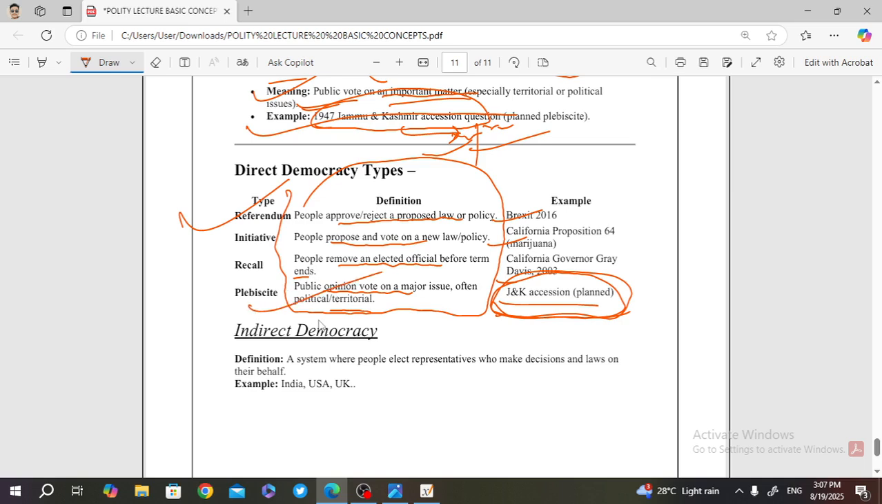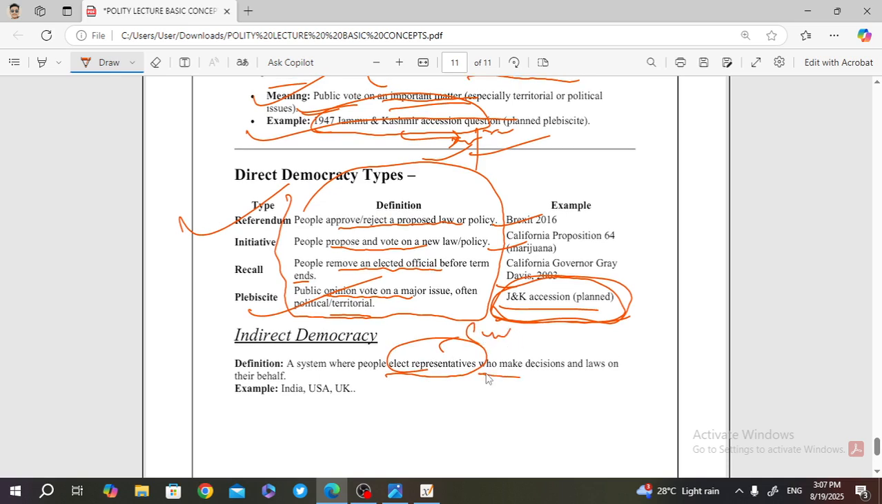Indirect democracy, you know, the captain exists here. It is a system where people elect representatives. Here it is the captain of the team who makes the decisions on their behalf. It is in India, USA, and UK. So this will be your basic conceptual polity.